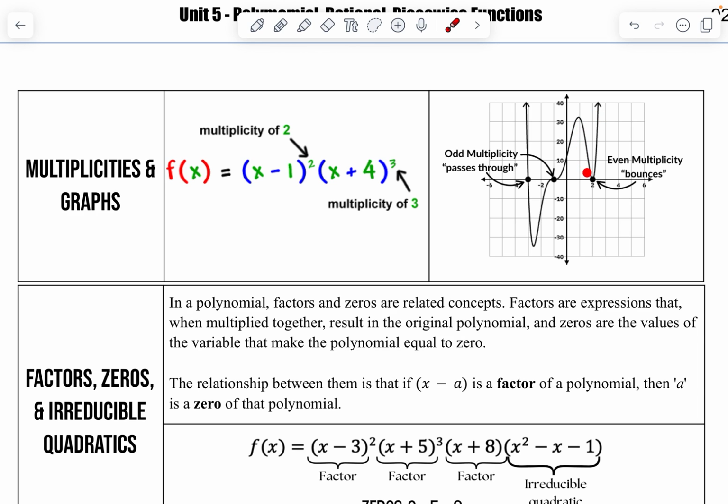So if we had positive outputs before we touched the x-axis, we still have positive outputs afterward. Or if we had negative outputs before it, we'd hit the x-axis and then we'd rebound back down into the negatives. If it's degree 3 or degree 1, any kind of odd multiplicity, it's going to pass through the x-axis.